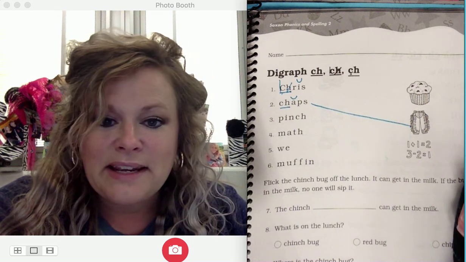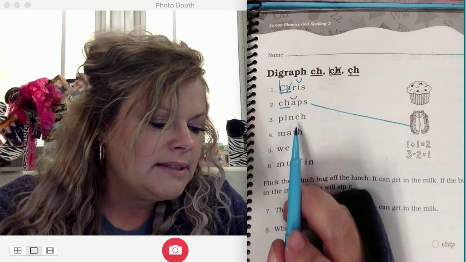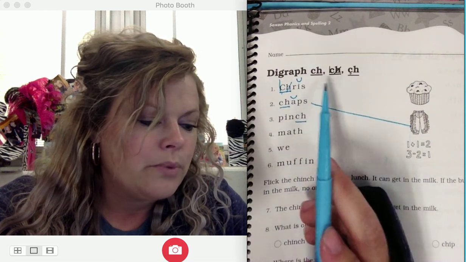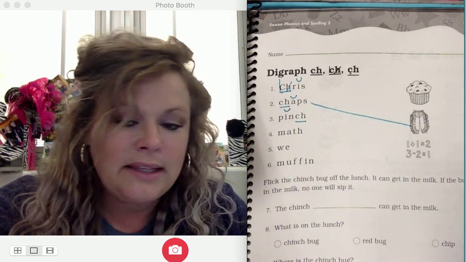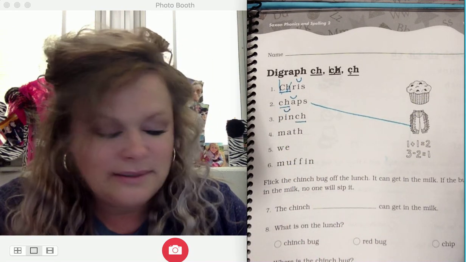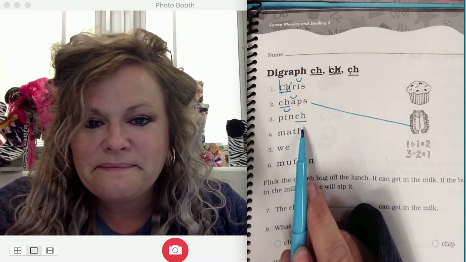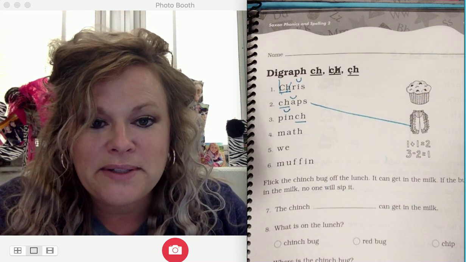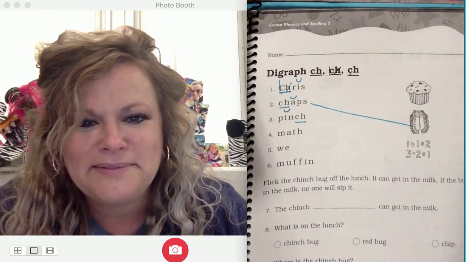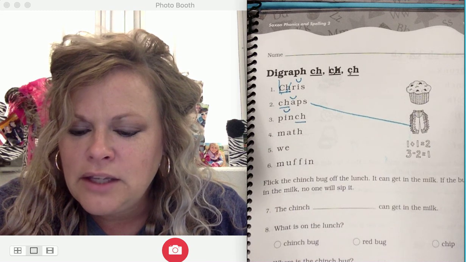Number 3 is P-I-N-C-H. I'm going to underline my CH. I can try each one of those sounds to see what sounds right. I'm going to go ahead and let you know it's like cheese. Blend the sounds together now that you coded it. Pinch. Good. Sometimes if you don't wear green on St. Patrick's Day, you might get a pinch. Okay. No picture of pinch. Just do these with me.